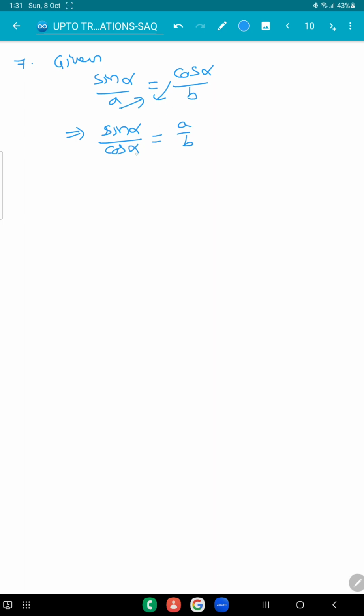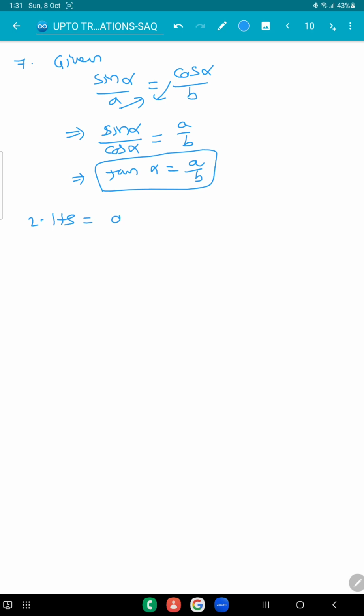Seventh question. Given that sin alpha by A is equal to cos alpha by B. Bringing cos alpha this side, it becomes sin alpha by cos alpha, and A is written this side, A by B. So tan alpha is equal to A by B. What we need to find the value of?